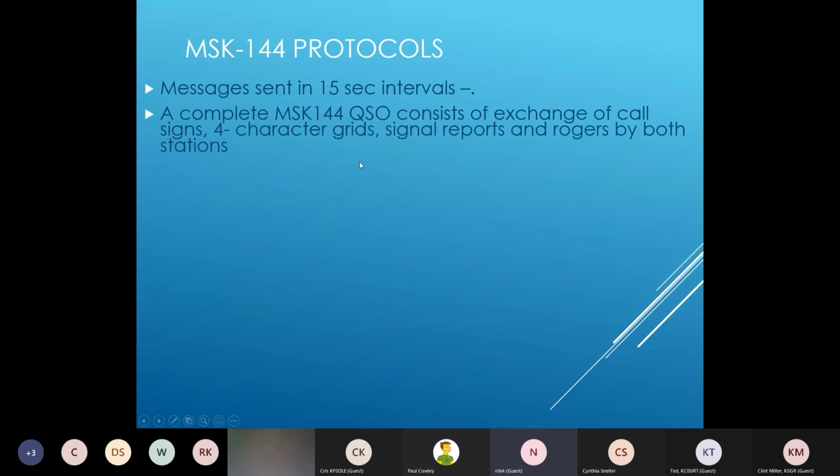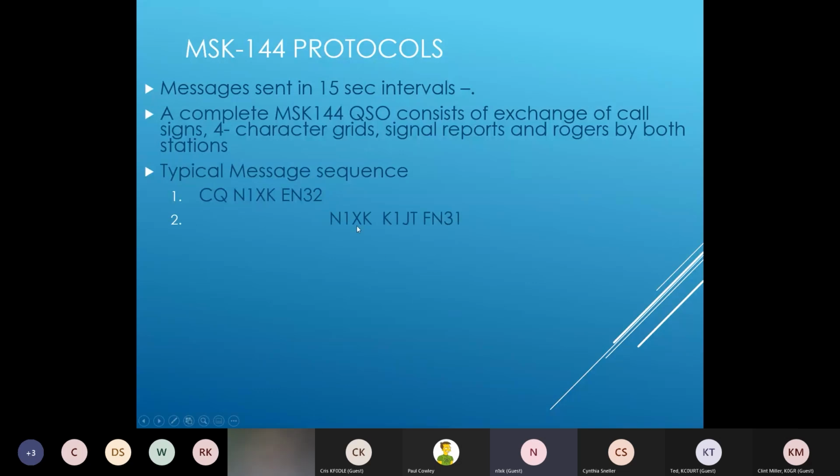A complete QSO in MSK144 consists of an exchange of call signs, your 4-character grids, signal reports, and Rogers by both stations. If you're looking, you're right, that's exactly the same as you would see on FT8. So here's a typical message sequence. I would call CQ. CQ over 15 seconds. It may take one time to do that. It may take quite a few times. You never know because the meteors are random.